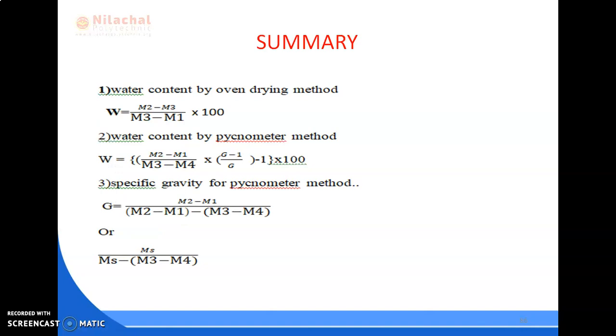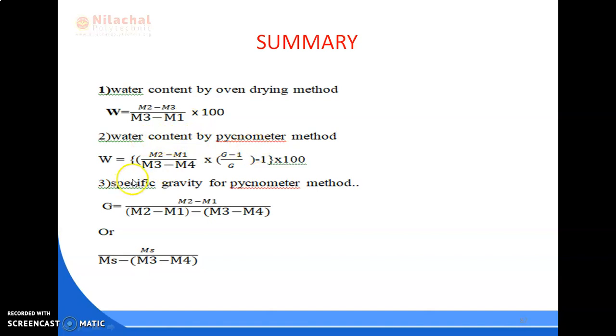So this is the summary. Now we are going to discuss the total summary of this chapter 3. 1. Water content by oven drying method: W equal to (M2 minus M3) by (M3 minus M1) into 100. Water content by pycnometer method.